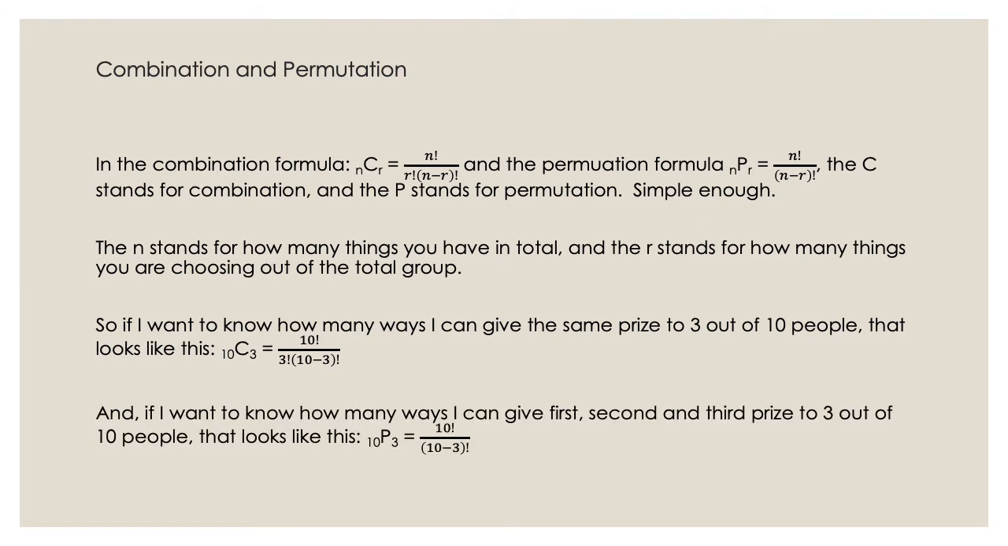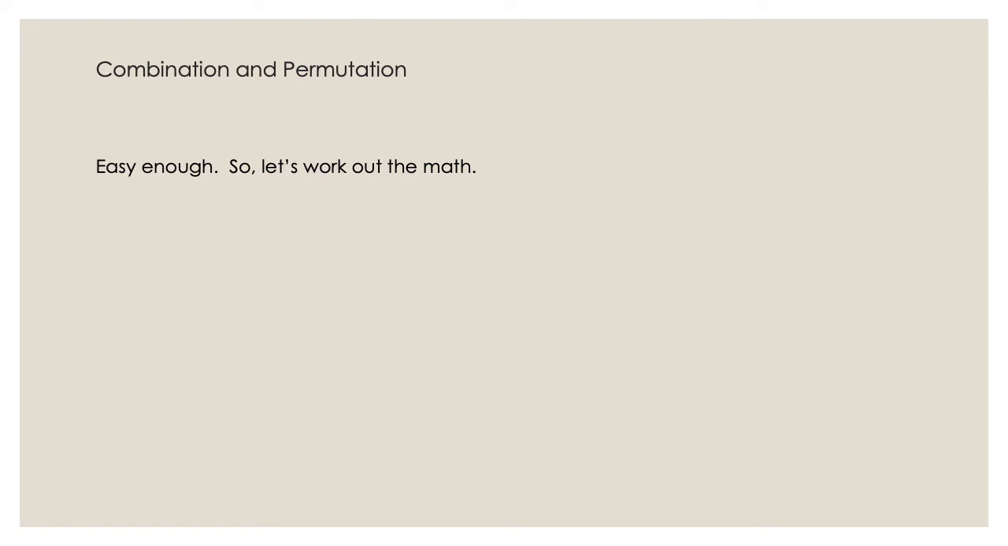And if I want to know how many ways I can give first, second, and third prize to 3 out of 10 people, that looks like this. A 10 with a P in the middle and a 3 on the other side equal to 10 factorial divided by 10 minus 3 factorial. Easy enough. So let's work out the math.